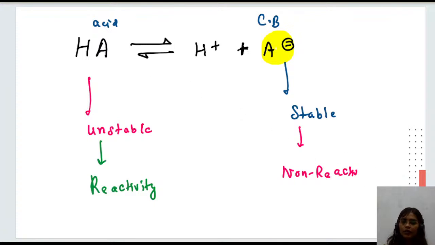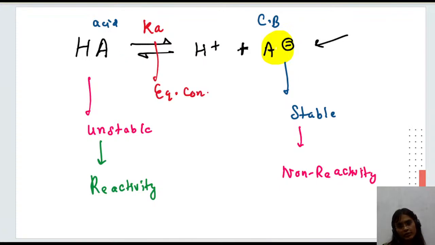But how is this related to the acidic strength? Our main agenda for the acidic strength is just to check the stability of this A negative ion, the conjugate base. Is it stable or not? And since I am representing an equilibrium here, let me write that there is going to be some Ka value. Ka means A for acid, K for equilibrium constant. So it's the equilibrium constant for an acid.